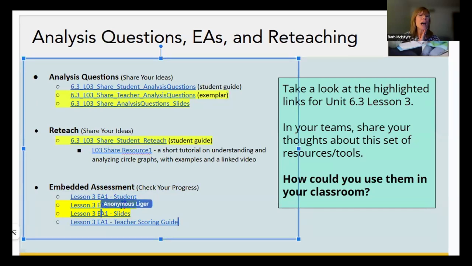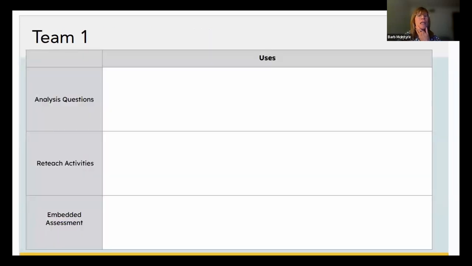So your job is going to be in your team to look at those resources, and then how could you use the analysis questions in your classroom? How could you use reteach activities? How could you use that embedded assessment? And I would encourage you to think outside the box.